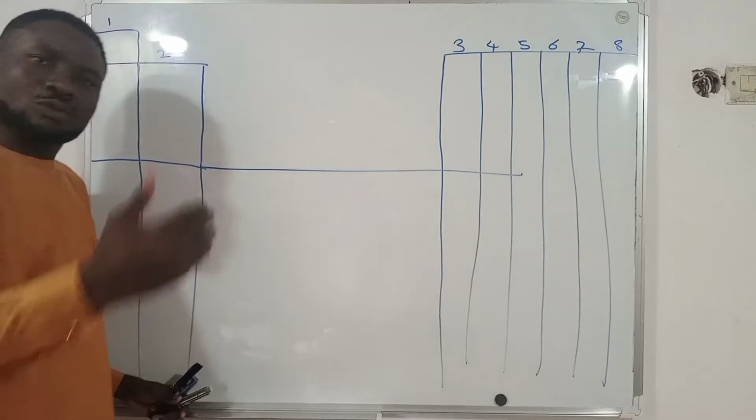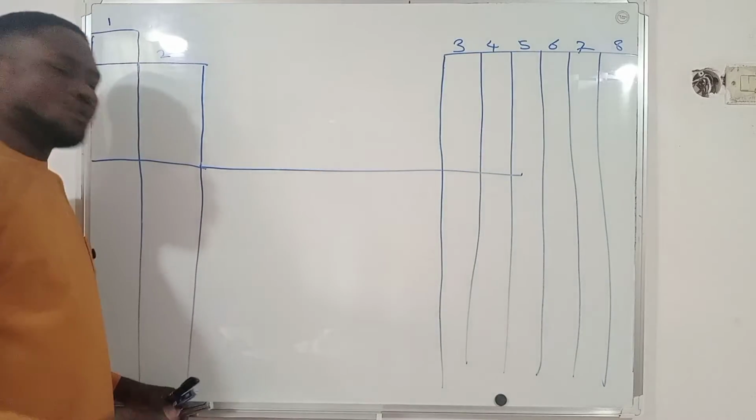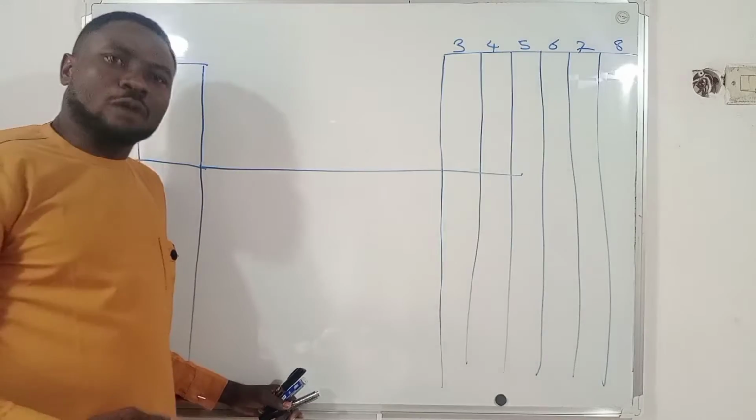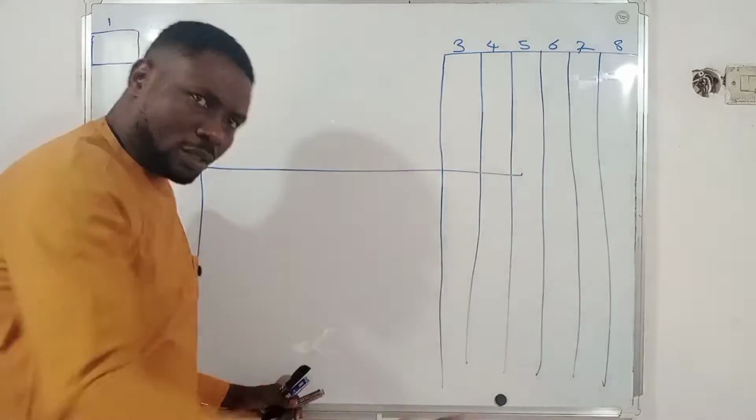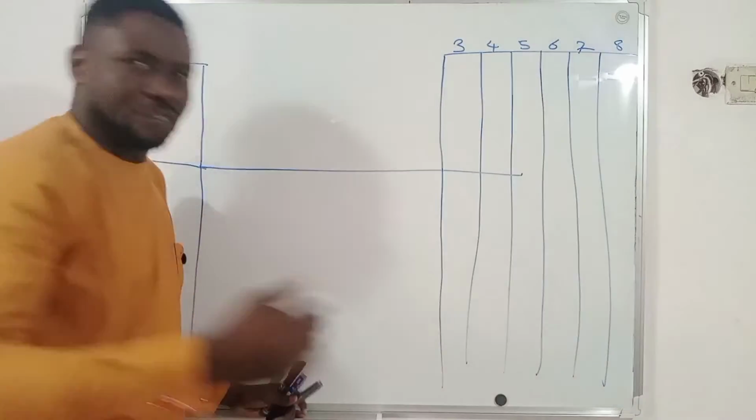Now, if we are to define ionic bonding or electrovalent bonding, we'll be saying that it is a transfer of electron from one atom to another, usually from an electropositive atom to an electronegative atom.